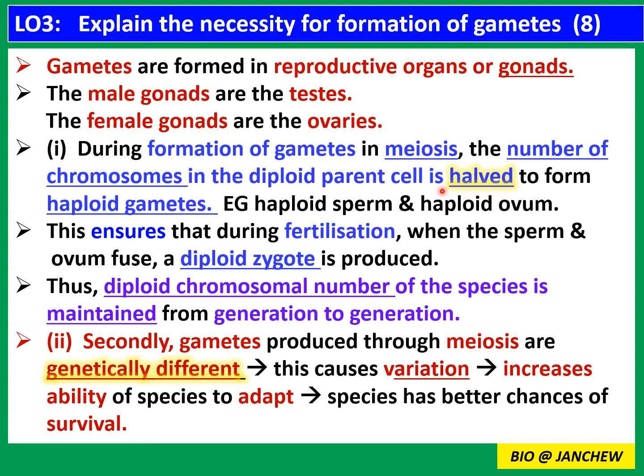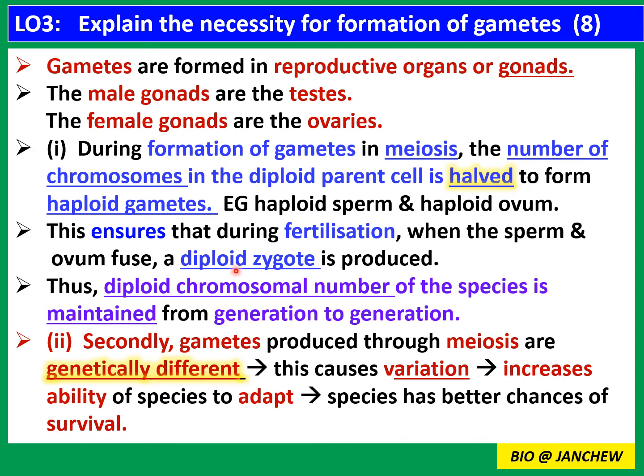Okay, so for humans, for example, the diploid parent cell has 46 chromosomes. Now, diploid meaning having 2 sets of chromosomes in the cell. Okay, and for humans, the haploid gametes will have 23 chromosomes each. Haploid meaning having only 1 set of chromosomes. Okay, so during fertilization, the 23 chromosomes in the sperm will combine with the 23 chromosomes in the ovum. They'll combine together in the zygote, and then the zygote will have 46 chromosomes, which is the diploid condition.